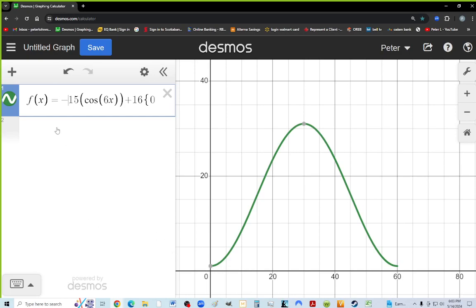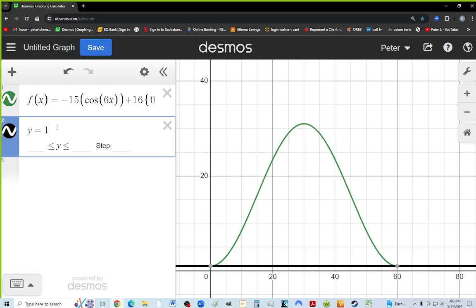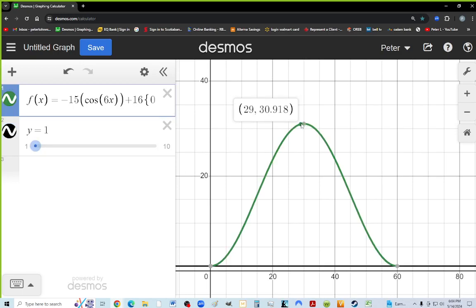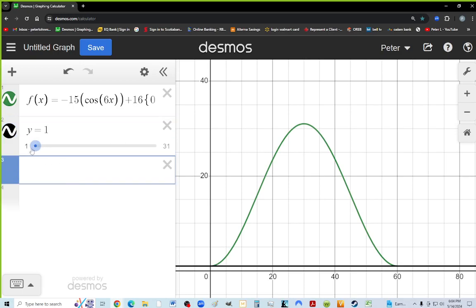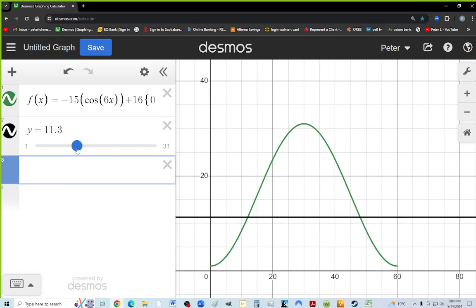I'm going to show you something. I'm going to show you a value of A. This is just a line. Let's do Y is equal to 1. There we go. That's the bottom of my Ferris wheel, isn't it? Yes. Now I'm going to make this line go all the way from 1 to the top of my Ferris wheel. My top of my Ferris wheel is 31, right there. So I'm going to make this line go all the way up to 31, and I'm going to tell it to move it like this. And then I'm going to hit play. Look at this line.